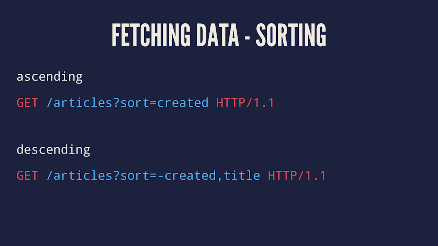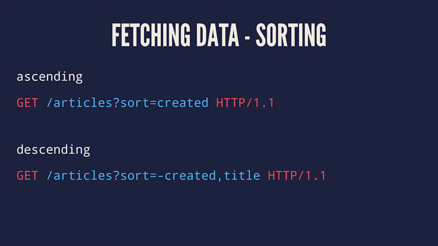And fetching data, so here's the sorting. Sort is also something that is in the specification as a reserved word. If you just want to sort ascending by, for example, the field created, this is how you would specify it. If you wanted to specify a descending sort order, you would just put a minus in front of the field name. If you had multiple fields you wanted to sort on, you just separate them by commas. The specification also deals with pagination and filtering, but we're not going to go into that now.